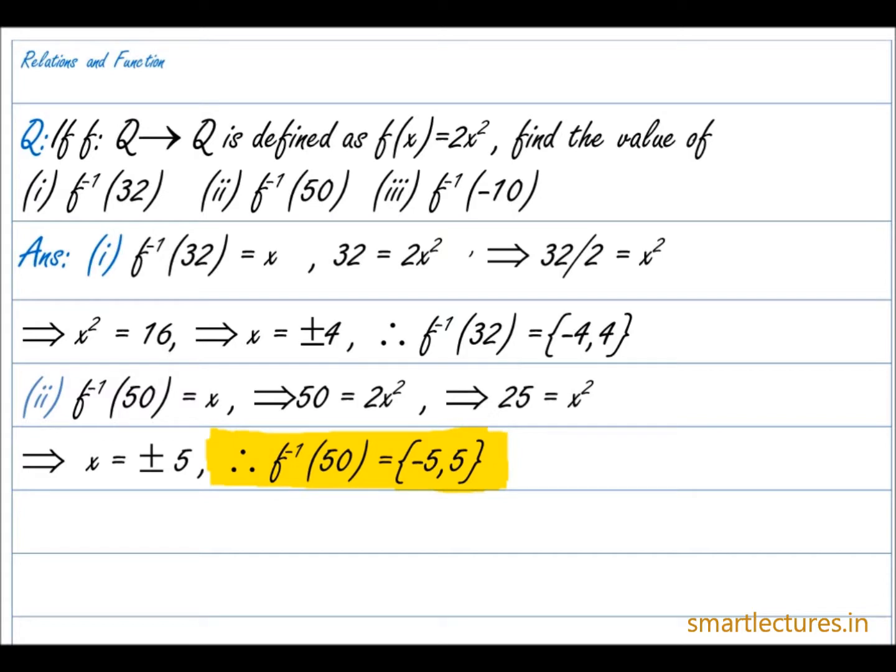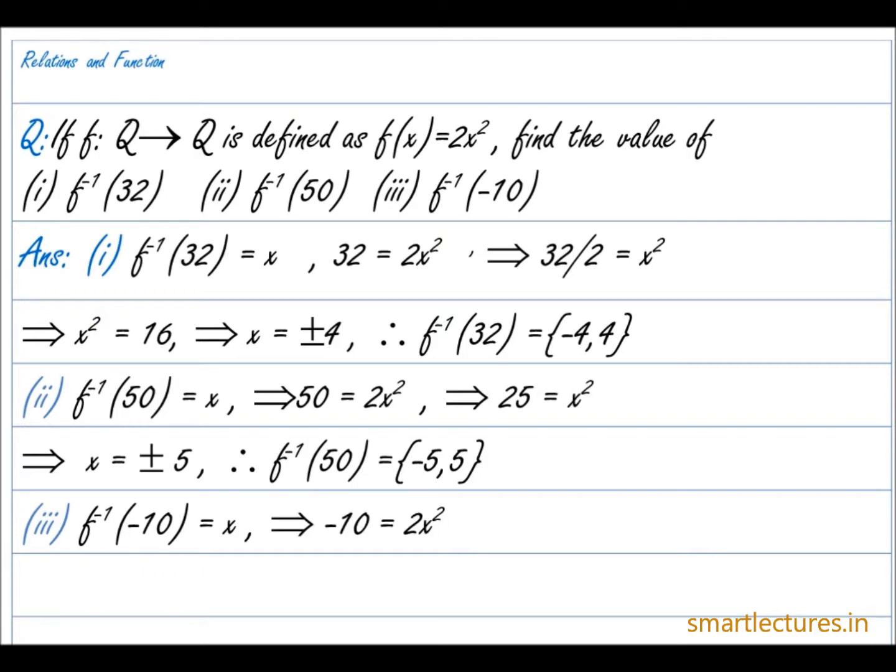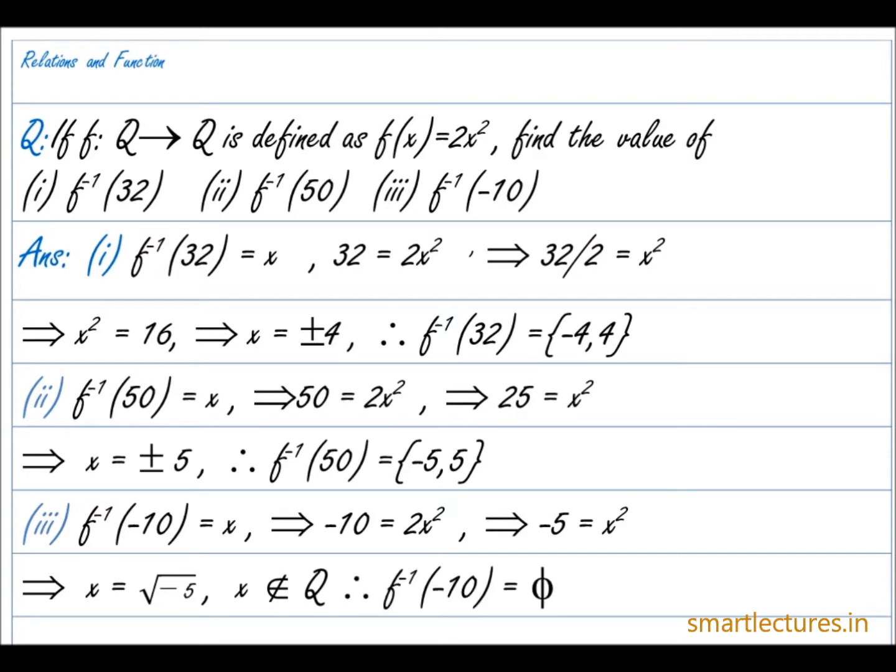And now we shall find the value of f inverse -10. Now let f inverse -10 is equal to x, or we can write -10 is equal to 2x square, or x square is equal to -5, or that means x is equal to plus minus square root of -5. But square root of -5 doesn't belong to rational numbers. So that means f inverse -10 has got no value, or f inverse -10 is equal to phi.